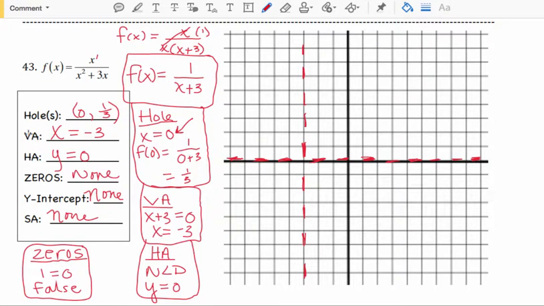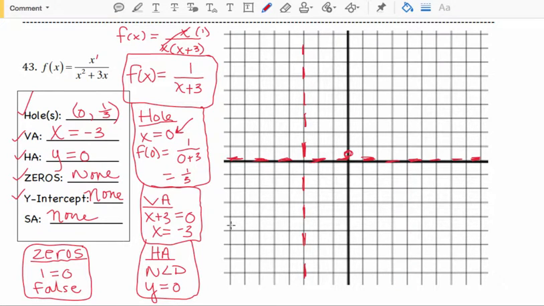Okay, so I did my vertical asymptote and my horizontal asymptote. I don't have any zeros, so I have none of those to graph. I don't have a y-intercept because I have a hole there. The only thing I haven't graphed yet is the actual hole, and the hole is at 0, 1/3. So at 0, up 1/3, and I'm going to go above 1/3 so you can actually see the hole. At 0, 1/3, there's a point with an open circle.